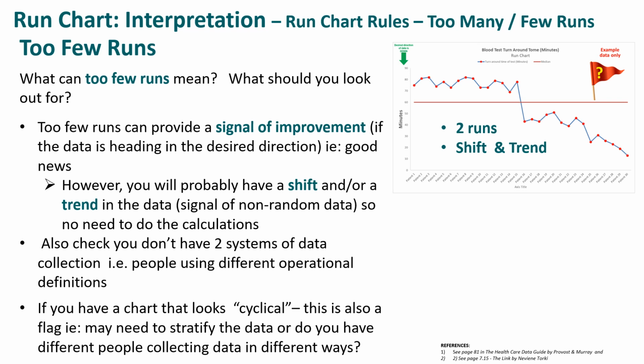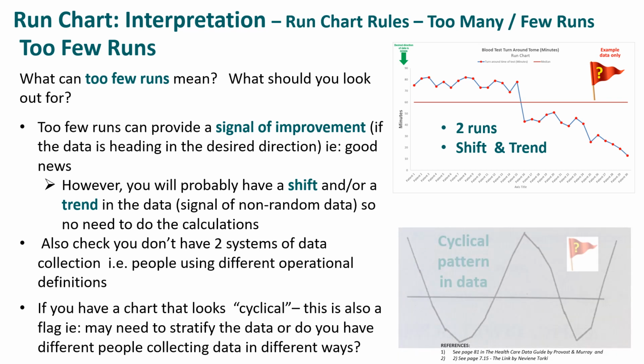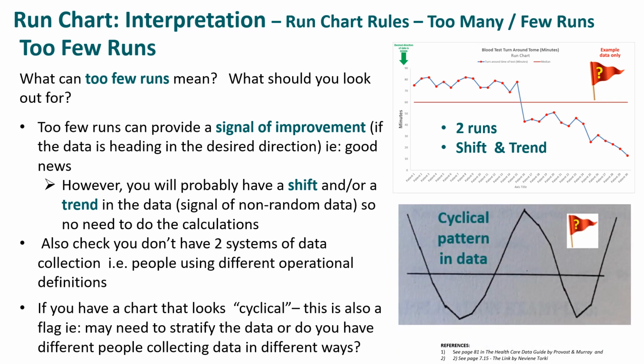You also need to check to see that you don't have 2 systems of data collection. So too few runs might mean that you've got 2 different people collecting data with different operational definitions. Or if you have a chart that looks cyclical, like this one, this could also be a flag for further investigation. You may need to stratify the data or think about, do you have different people collecting data in different ways?